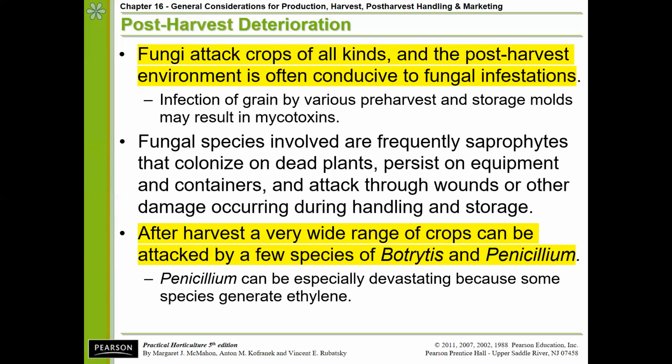Some of these that I'm sure you've seen before include botrytis and penicillium. These are often known as molds, but technically they're still fungi.